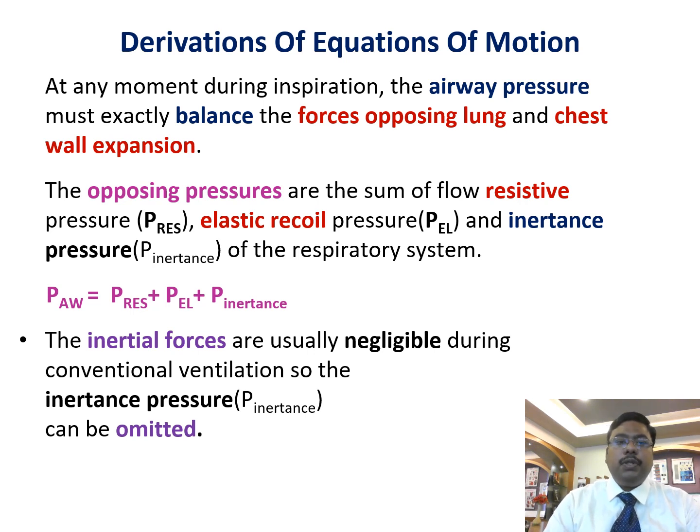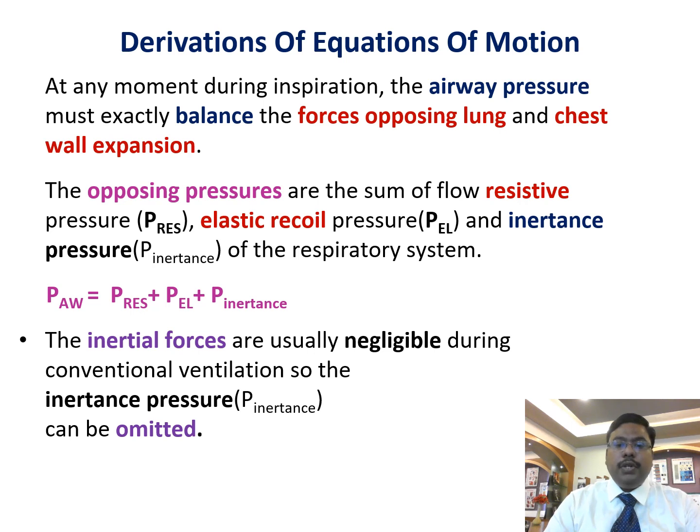Derivations of equation of motion. At any moment during inspiration, the airway pressure must exactly balance the forces opposing lung and chest wall expansion. The opposing pressures are the sum of the flow resistive pressures, elastic recoil pressure and inertance pressure of the respiratory system. So airway pressure is equal to resistive pressure plus elastic recoil pressure plus inertance pressure.